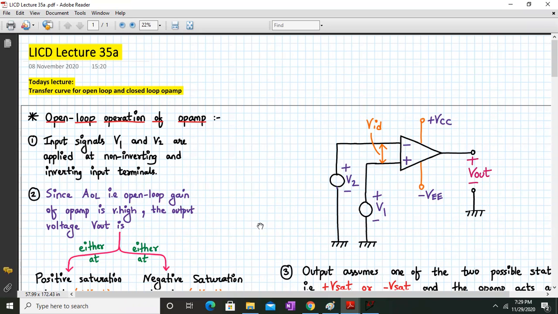So that's it for today's lecture. Next time we'll look into the frequency response of op-amp in open loop and closed loop configuration.